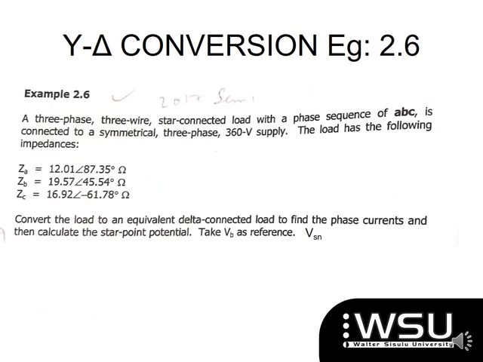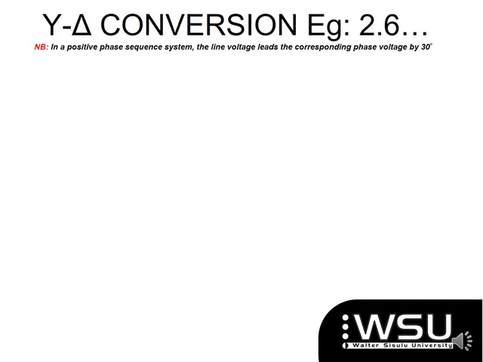So this is an example from the textbook that we're utilizing, where you have a three-phase system and it's a star connected load which has an ABC rotation, so it's a positive phase sequence, and they want you to convert it into a delta connected load. Okay, and then once you've done the conversion, we want to find what our phase currents are and then calculate our star point potential. Now let's remember from Millman's that the star point potential is VSN.